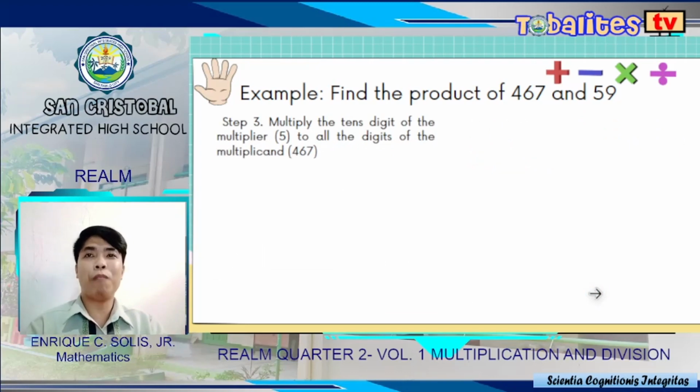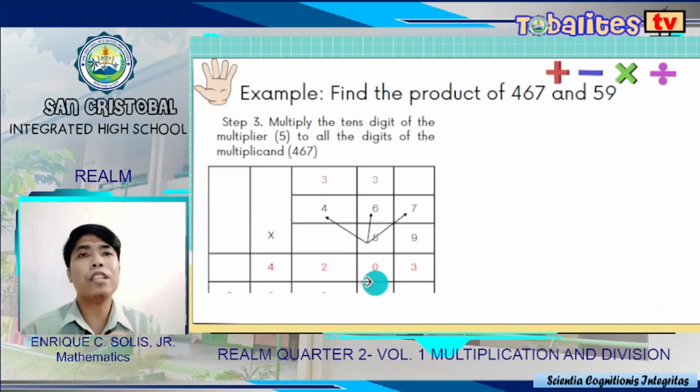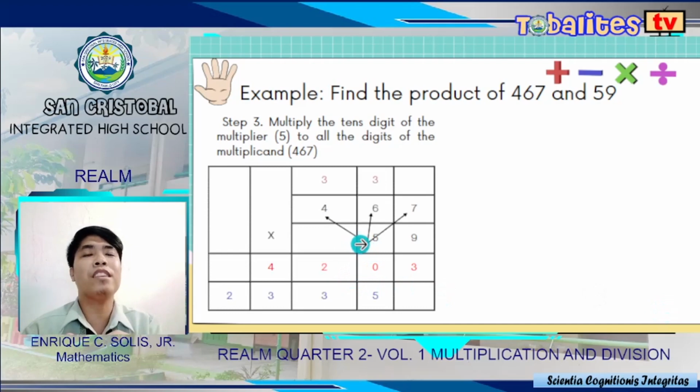Then we are going to multiply the tens digit of the multiplier, which is 5, to all the digits of the multiplicand, or 467. Since we are multiplying the tens digit of our multiplier, we will write the product under the tens column. We will start writing the partial product at the tens column. So 5 times 7 is 35. Write the ones digit 5 and regroup the tens digit 3.